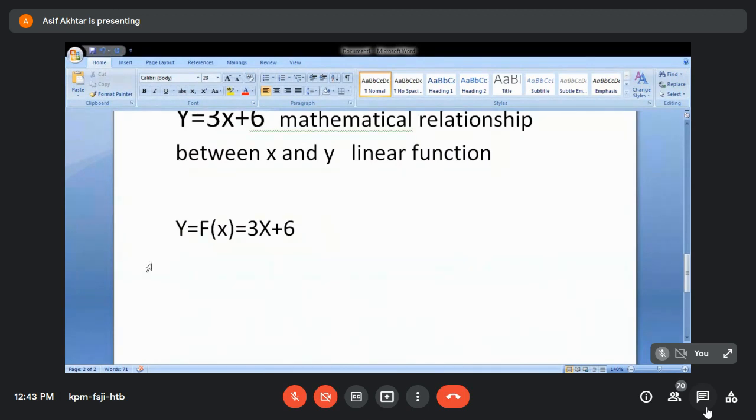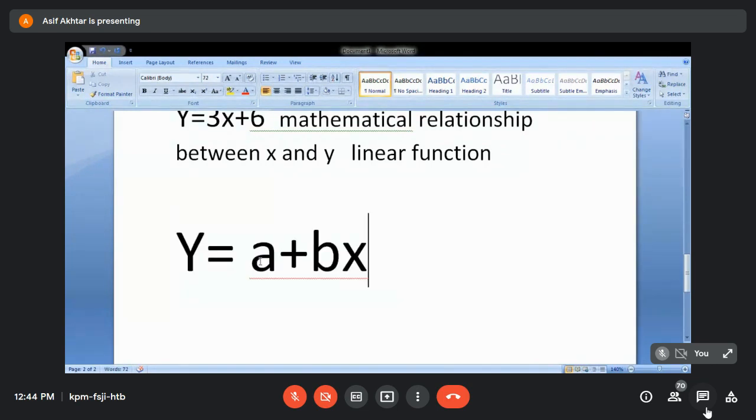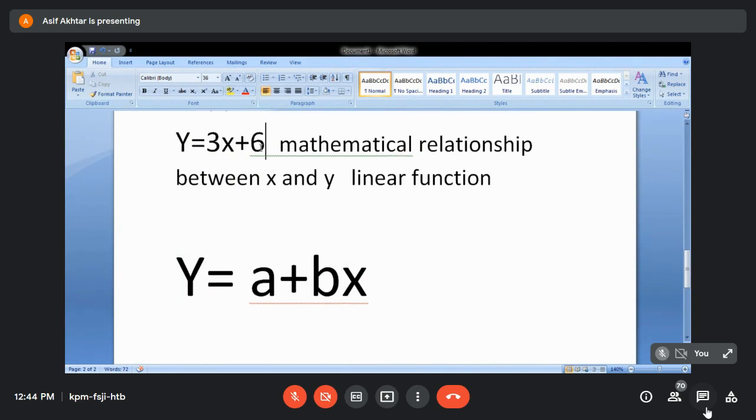So the discussion here is, now I'm writing it down, and you know, the beauty of mathematical analysis is that we always have a general form. What I mean by general form is that I can simply write y equal to a plus bx. This is the general form of the relationship y equal to a plus bx, where y is the dependent variable, x is the independent variable, and a and b are two numbers. Like here we have 3 and 6.